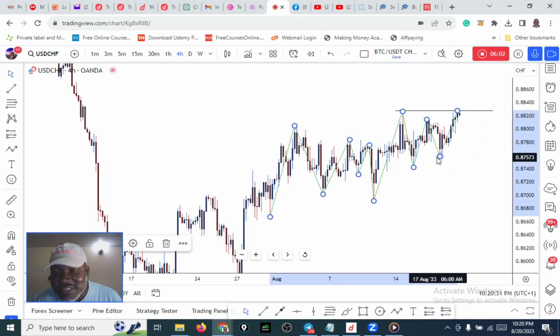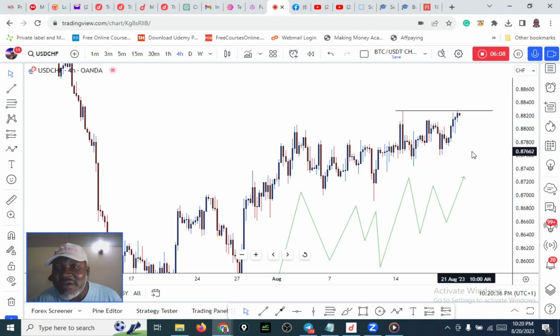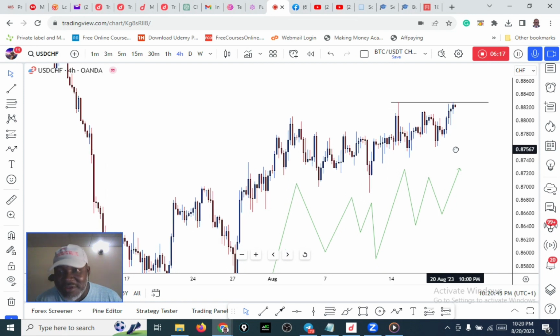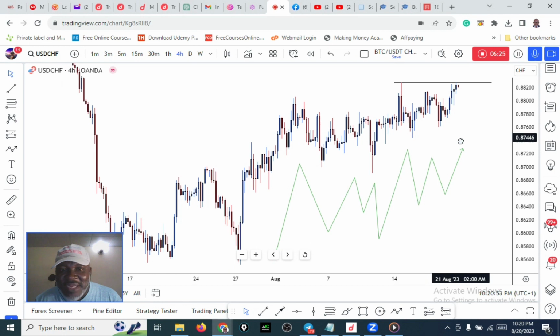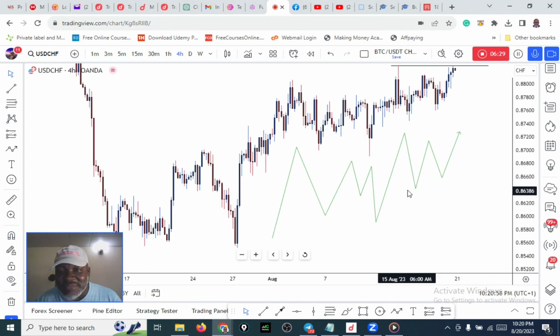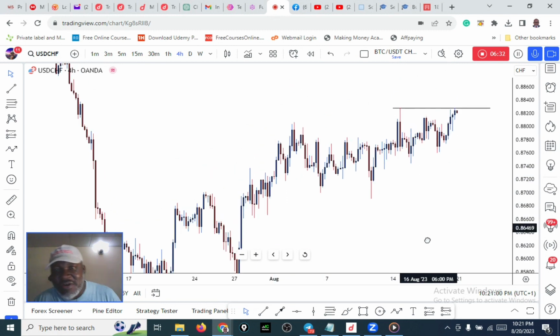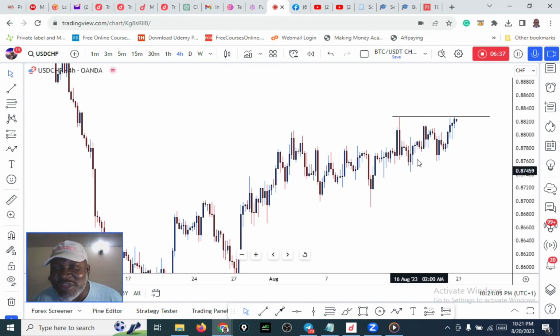Okay, let's remove this structure. Now, did it break that high? The answer is no. It did not break that high. So let's still wait if it is going to continue pushing up, but overall the structure here is bullish. Overall the structure is bullish, but at least it broke the previous high.